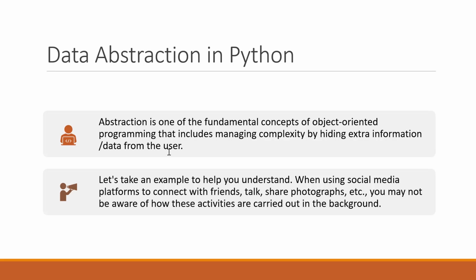While using social media platforms to connect to friends, talk, share, or even share photographs, we may not be aware of how these activities are carried out in the background. In the same way, when we use Google, we frequently click on various page links and carry out various actions without even realizing what is taking place in the background. See, that particular abstraction is one of the concepts related to object-oriented programming. Now, to accomplish this in Python, we utilize the concept of abstract classes and methods, which we will discuss further.